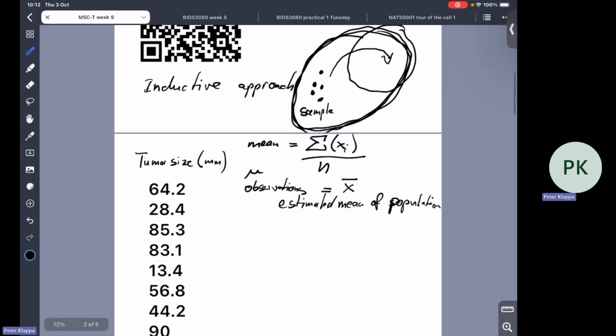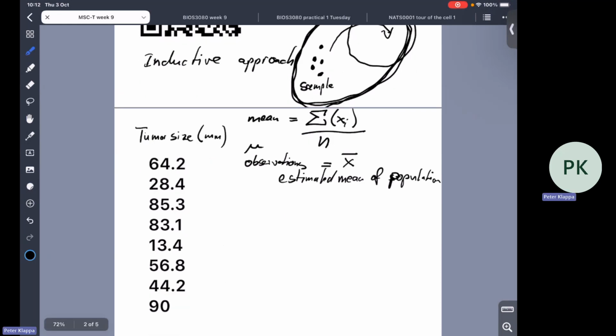So I could, for example, here say, right, fair enough, I've got my 8 tumor patients, and if I do the calculation, I can calculate the mean for that. I think this is 58.2 millimeter in size or something like that. I've done that previously. I think that's something like that.